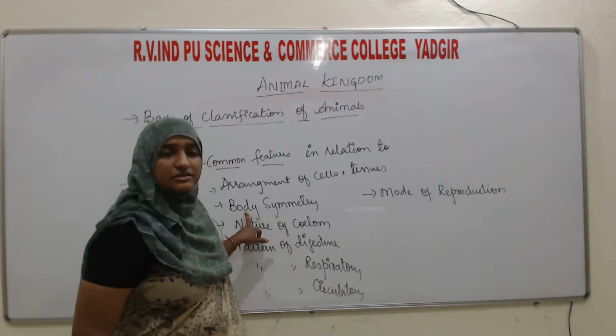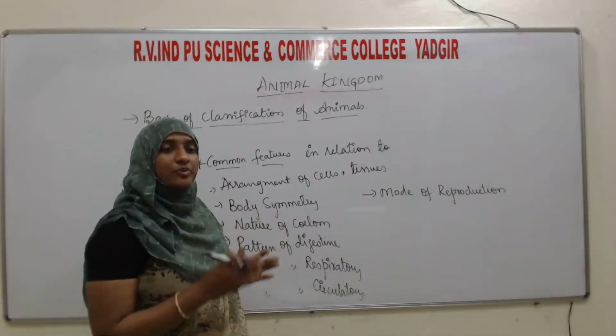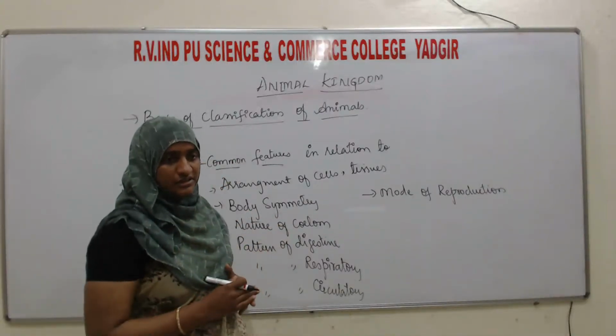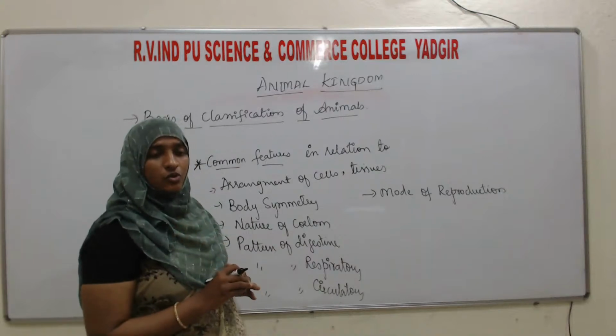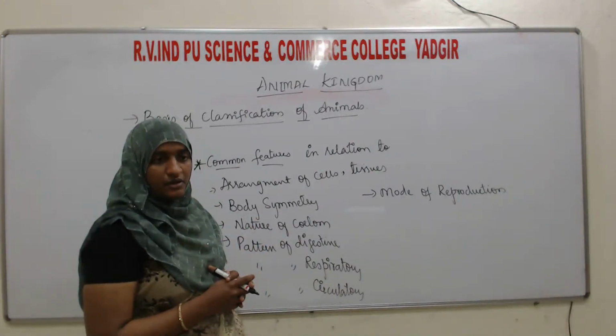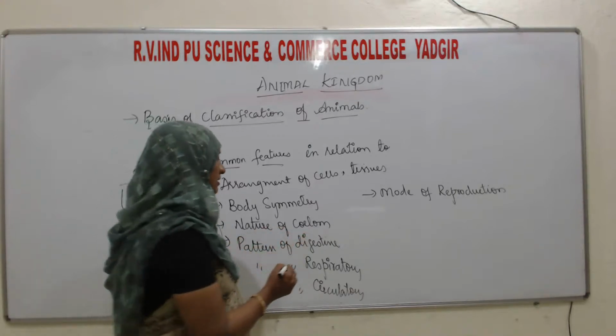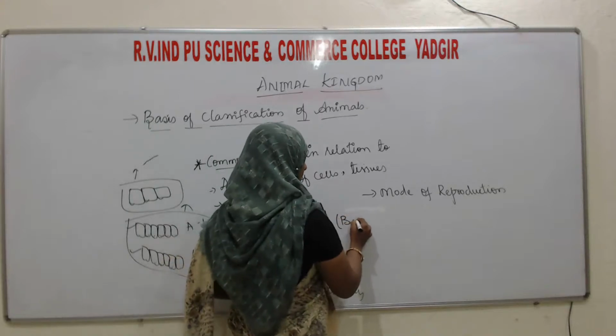Then next, body symmetry is there. What do you mean by body symmetry? In which plane the body is going to divide? On that basis also, the animal kingdom has been classified. Okay, the next is nature of coelom. Coelom means the body cavity.